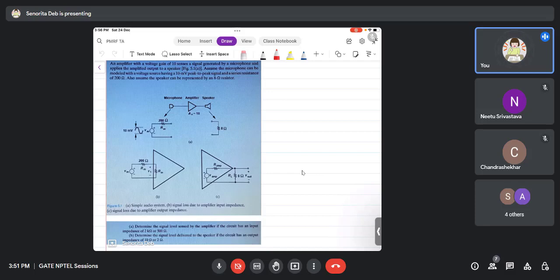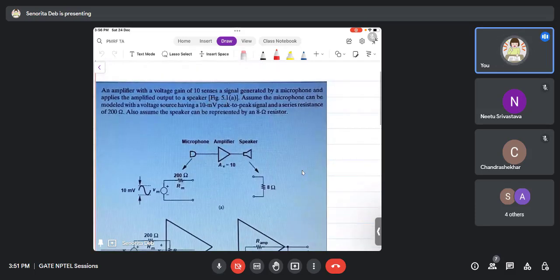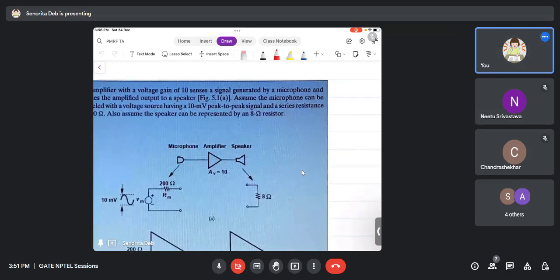Okay. So now see, it's a very simple thing. You have to understand the concept of input impedance and output impedance. So an amplifier with a voltage gain of 10 senses a signal generated by a microphone. Okay. So here is this diagram. See this one.